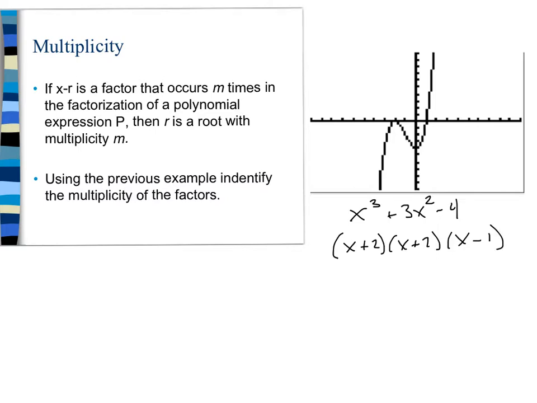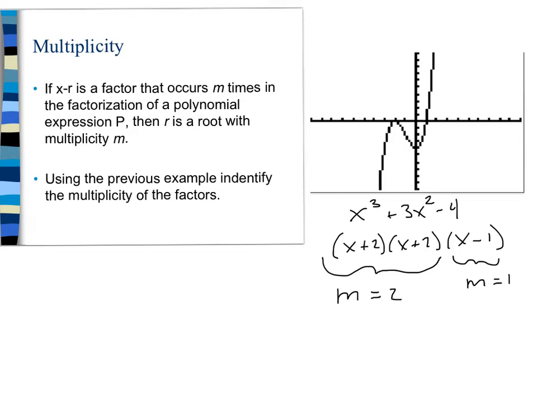And so using this example, we want to identify the multiplicity of the factors. Because we have two factors, the multiplicity here is equal to 2. The multiplicity here is equal to 1. It's just how many times the actual factor occurs. Now, certain behaviors exist when we have different types of multiplicity.